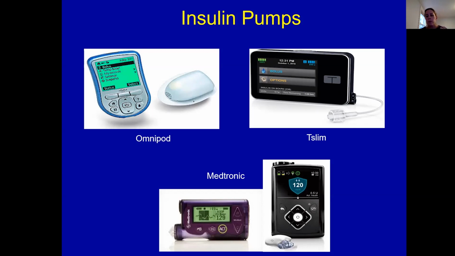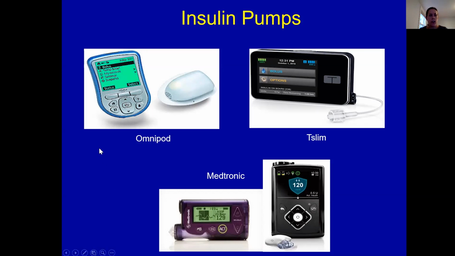And pumps are really helpful. They allow us to fine-tune insulin delivery for each patient. We can change the basal rates like we need to. We can change boluses so that they match the different types of food intake. And they also can just make insulin administration a little bit more efficient and more convenient for patients.